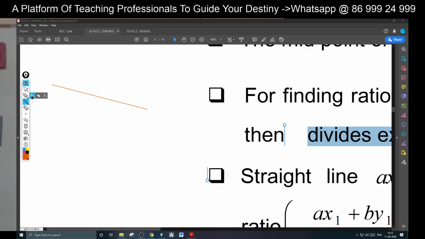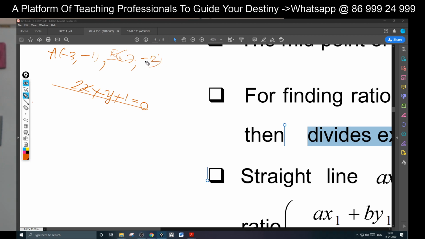This is a line. Let me say the line equation is 2x plus y plus 1 equal to 0. And I have taken 2 points here. One point is A (minus 3, minus 1), and another point is B (7, minus 2).